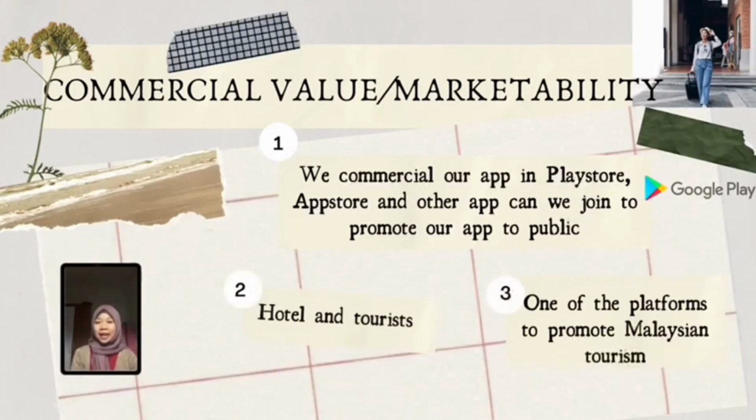Okay, the next slide is about commercial value and marketability. The first point is we commercialize our app in the Play Store, App Store, and other apps we can join to promote our app to the public. For your information, this way our app will be known and the marketability of our app will be higher, as more hotels will use this app to facilitate them during the COVID-19 outbreak.